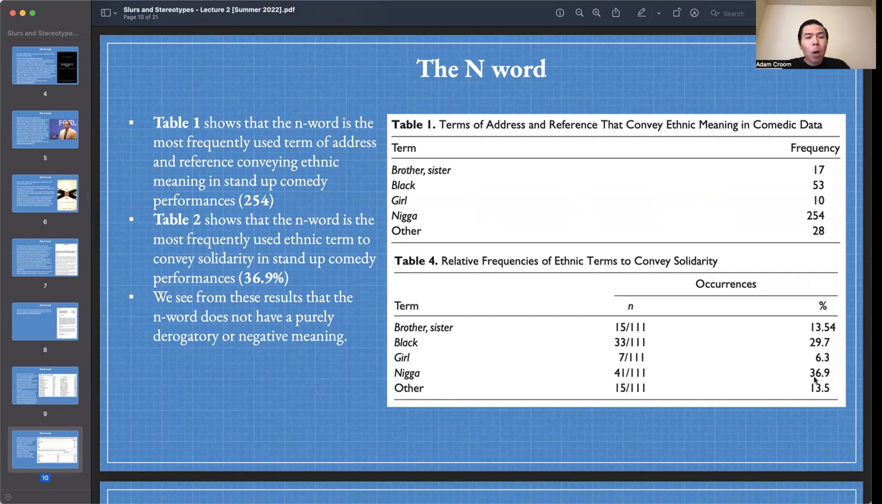So importantly, we see from these results that the N-word does not have a purely derogatory or negative meaning, right? We see here that the story is more complex than that, and that in some cases it's used to convey solidarity.